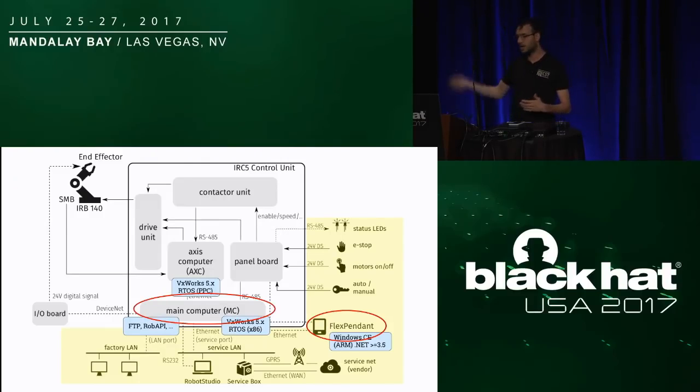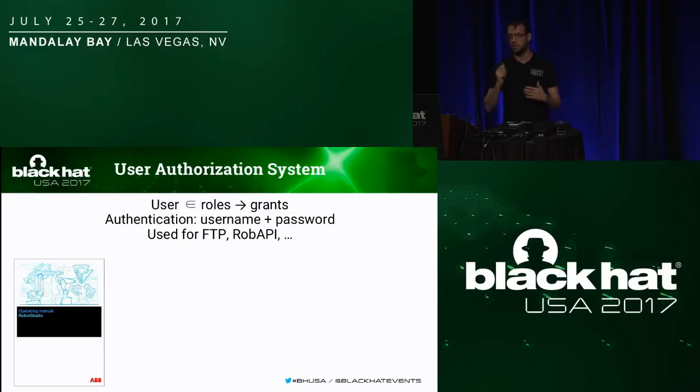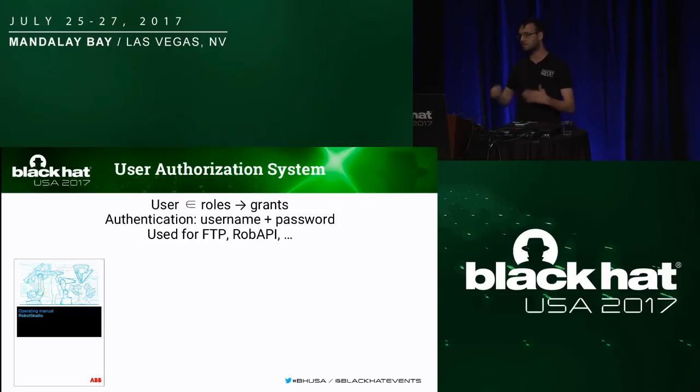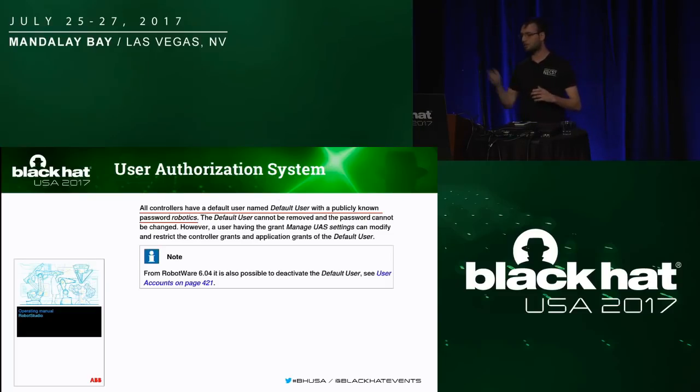The main computer, as we said, exposes a lot of network services. Those network services are authenticated using a user authorization system framework, a standard framework where every human user authenticates using a username and a password, and it is used to authenticate the access to all kinds of network services. Each user belongs to a set of roles, and each role belongs to a set of permissions. If we go back to the user manual, we see that there is actually a default user with a default password.